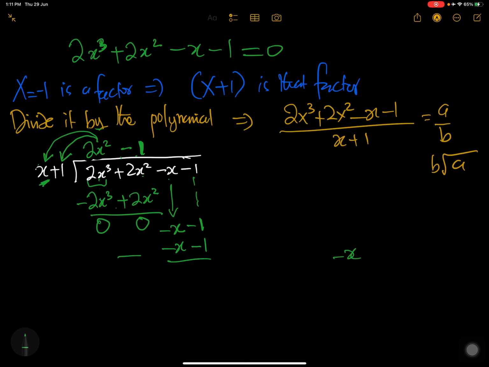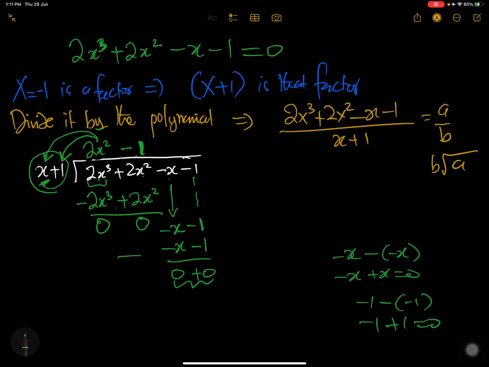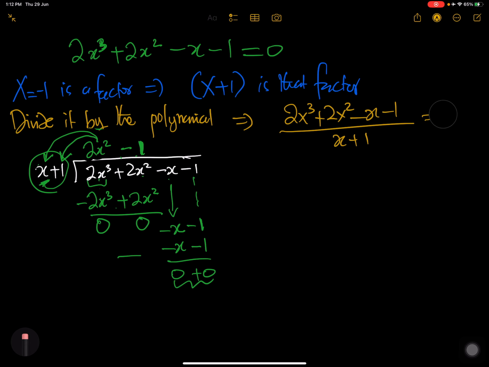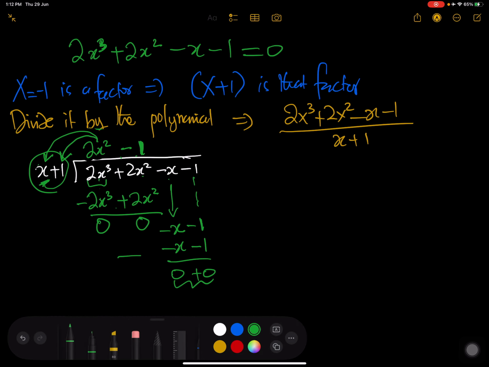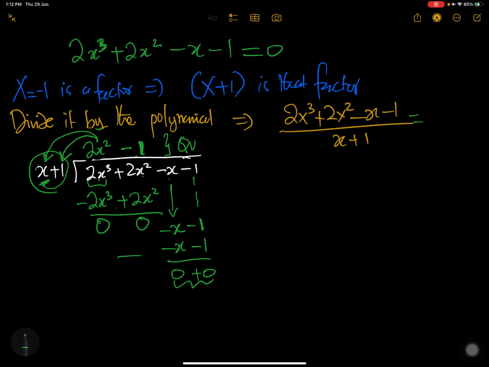We're going to subtract. So negative x minus this minus x is going to give you minus x plus x, which is 0. And then we also have negative 1 minus another negative 1, so we get negative 1 plus 1, which is 0. So this is also giving us 0. So you can see that indeed x plus 1 is a factor. So what are we getting after dividing everything? We are getting this at the top. We're getting the quotient. Don't forget, this is called the quotient. The quotient is the result. So we're getting 2x squared minus 1 as the result.